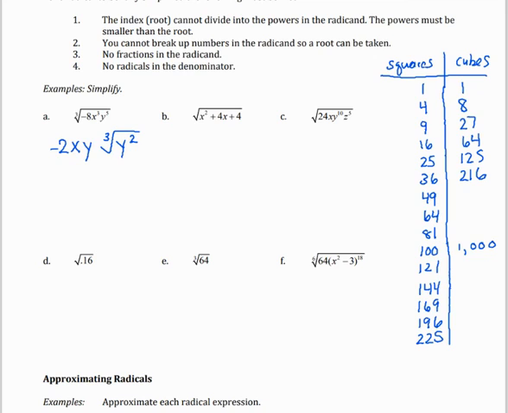Now, do we need absolute value? No, because it wasn't an even root to begin with. Now we double check those rules up above. So the index cannot divide into the powers, right? So 3 can't go into 2. 2 is smaller on the inside, so we're good to go. There's no numbers on the inside, right?